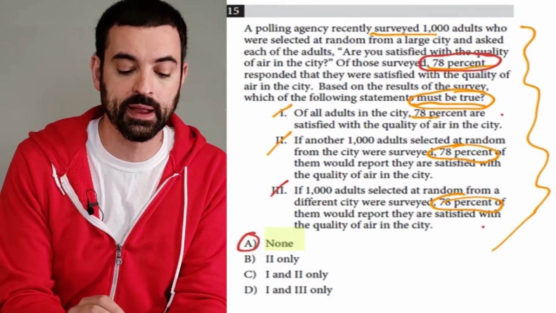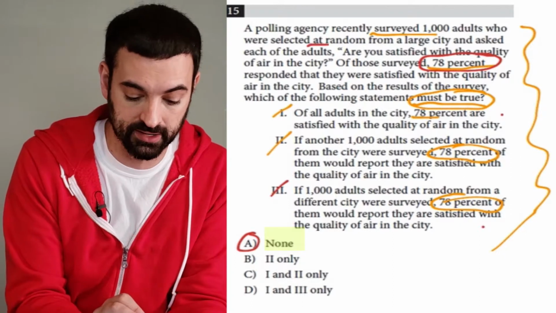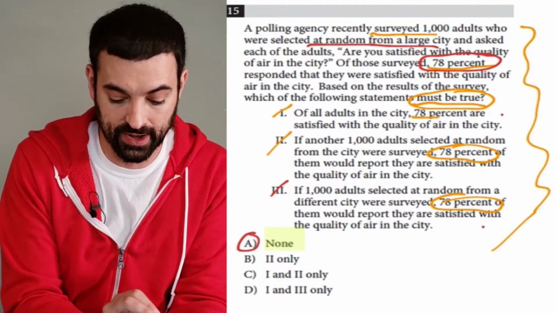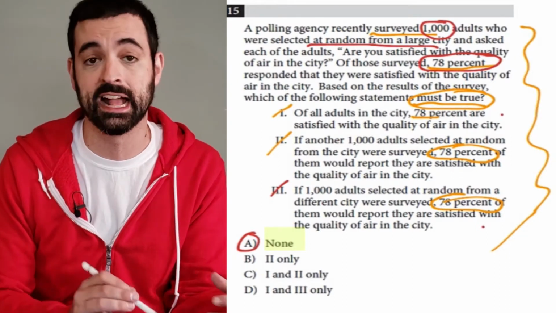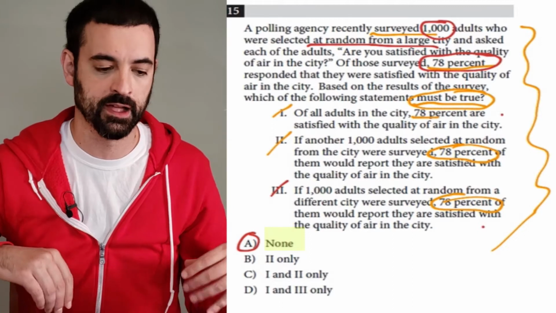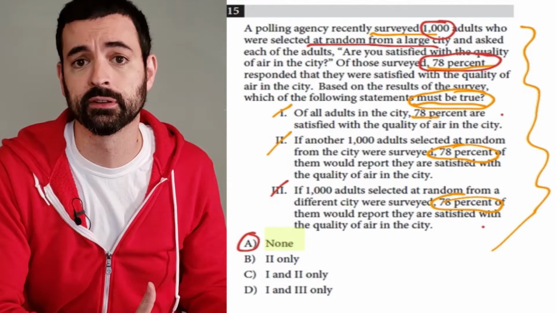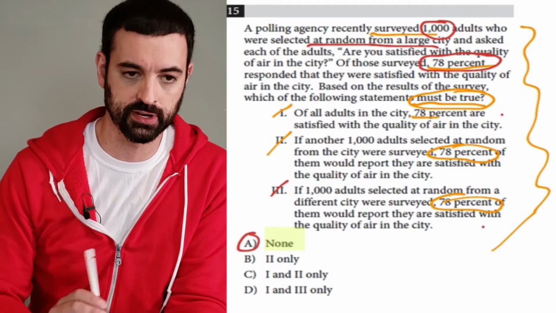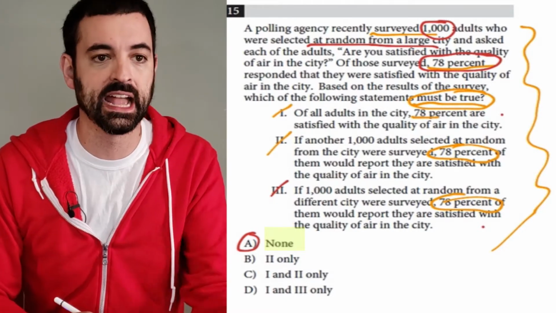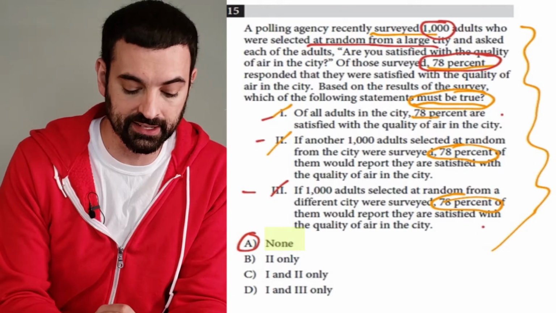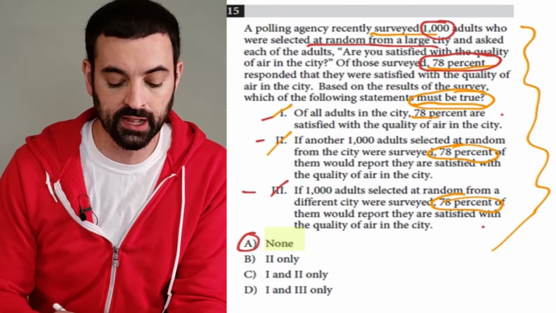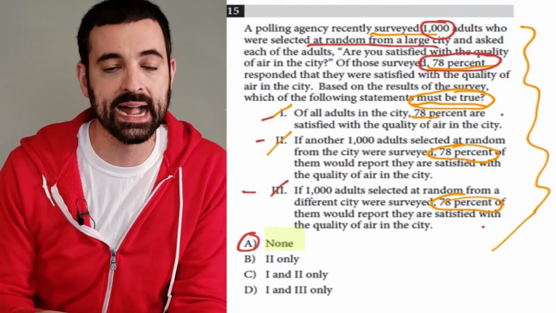Now, there are no survey biases in 13. They were selected at random from a large city. 1,000 is a perfectly fine sample size. They weren't all at a pep rally for a sports team. They weren't all surveyed at 1 PM when they were all in the same place. But none of these conditions, Roman numerals 1, 2, or 3, is satisfied by the information given in this particular question. Let's do one more of these.